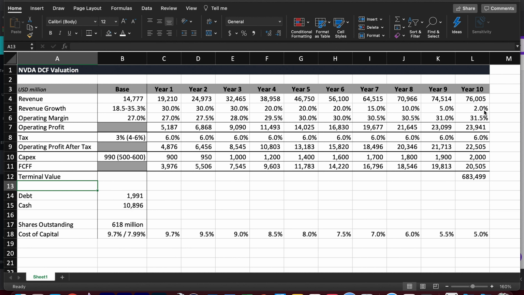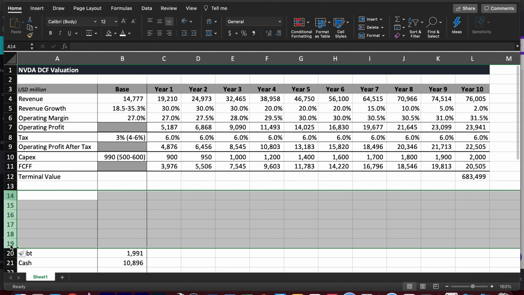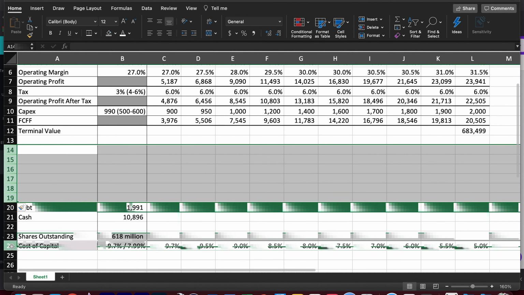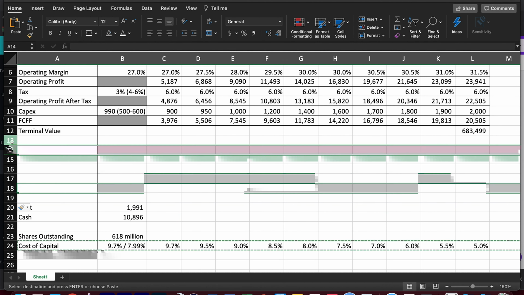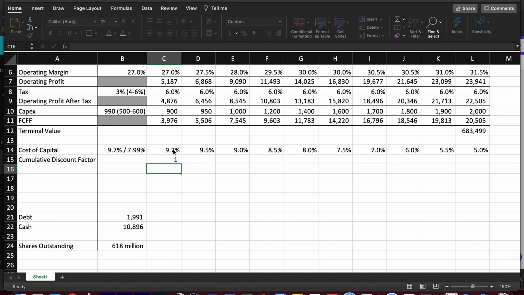Okay, we now have cash flow for 10 years, and we have what we think is Nvidia's value in 10 years. But what does this mean? And what is Nvidia's value today? Well, we need to take all of those future projections and discount them. After all, it's called a discounted cash flow model, so it makes sense. But to do this, we use our assumptions on Nvidia's cost of capital to come up with the cumulative discount factor for each year in our forecast.